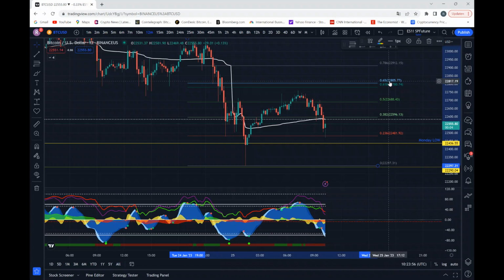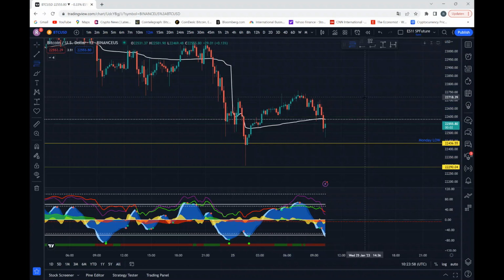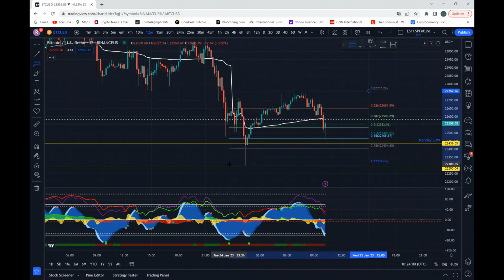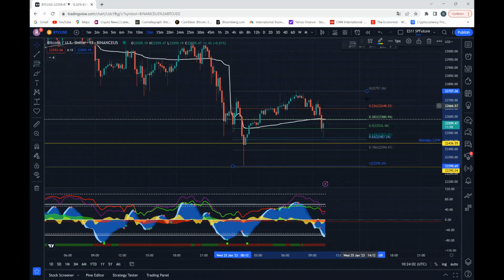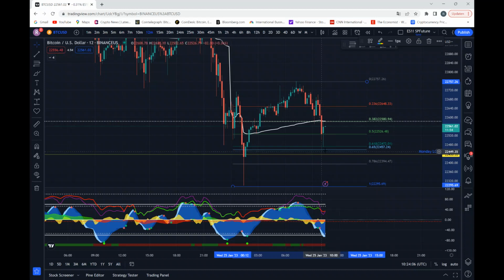Let me quickly look where we are right now on this level. I think for Bybit we just hit the golden pocket, and we are also now hitting the golden pocket for this Binance chart.